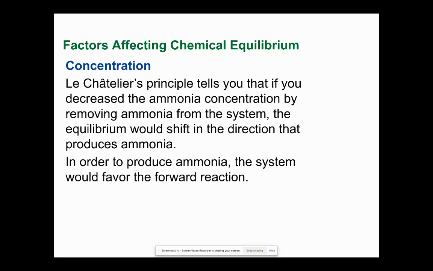Concentration. This principle tells you that if you decrease the ammonia concentration, this is on the reading guide, so pay attention, by removing ammonia from the system, the equilibrium would shift in the direction that produces the ammonia. In order to produce ammonia, the system would favor the forward reaction. So basically what they're saying is we can manipulate pressure or temperature or concentration to kind of break the equilibrium one way or the other.